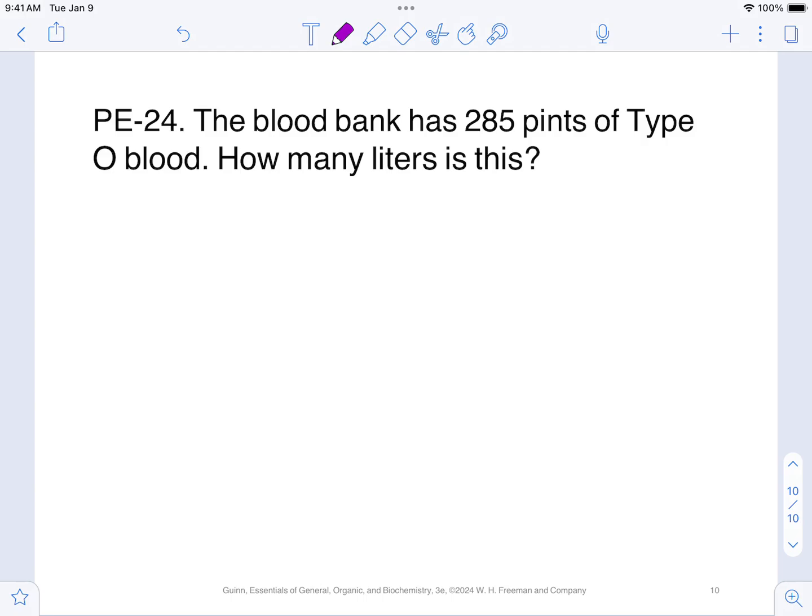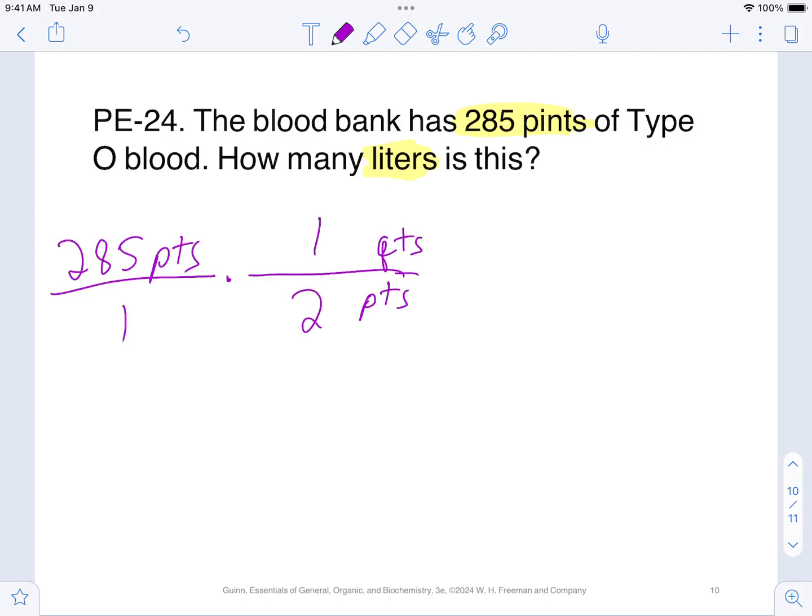So let's do a problem here. Notice this is going from an English measurement, pints, to the metric system. So, still going to do it the same way. We're still going to start with our given, 285 pints over 1. Crisscross units. If nothing else, you can do that to start. Now, you have to think of a conversion factor you know with pints. So hopefully you're thinking quarts, and you're thinking that there are 2 pints in a quart. So that is a conversion factor. That's a memorized thing.